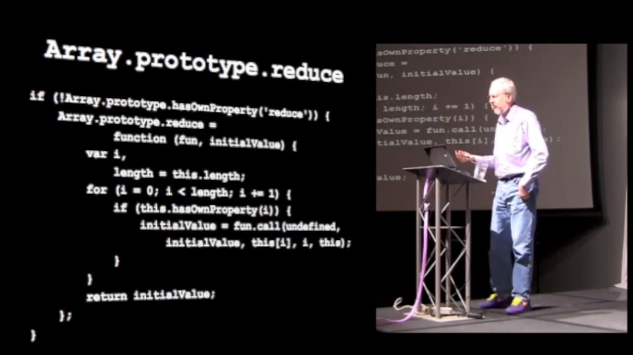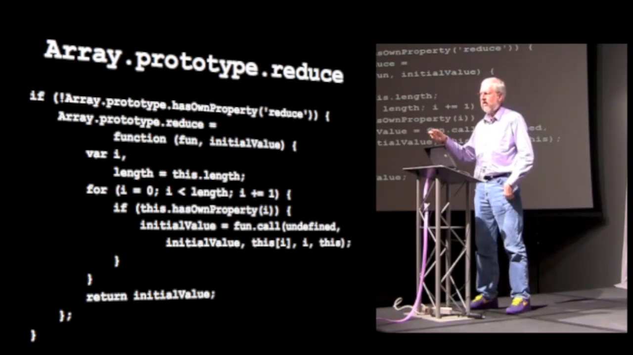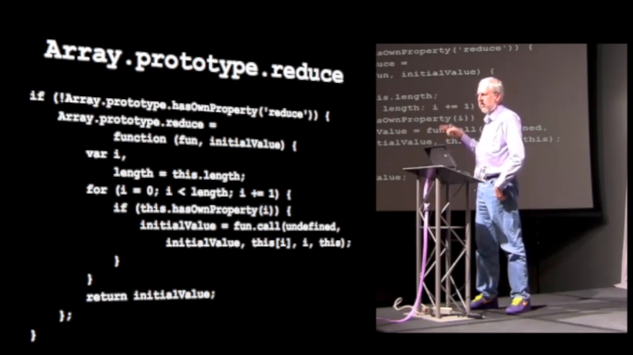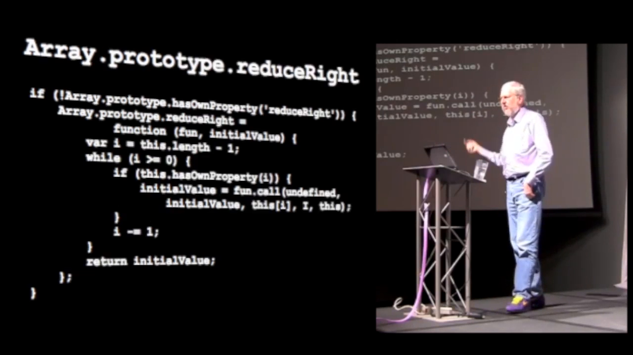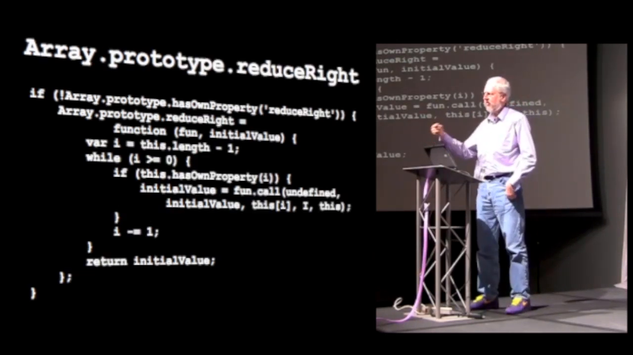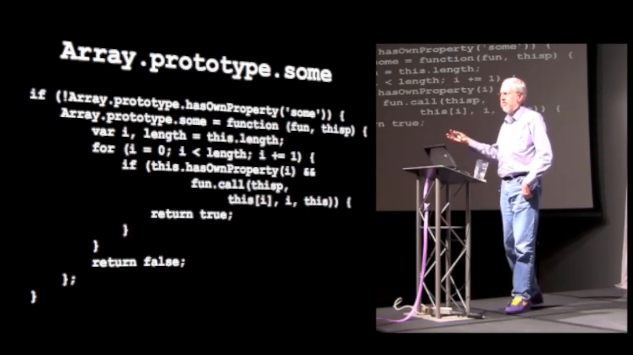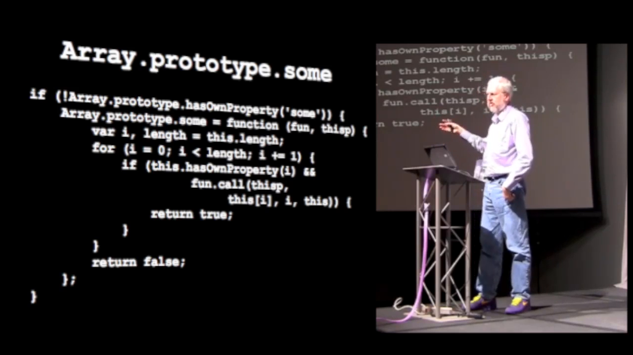We have reduce, which calls a function for each value and takes that return value from each one and passes it as an argument into the next one. You can use this for doing sums, products, mins, and maxes. It's a very useful thing. reduceRight does the same thing from the other end of the array, not nearly as useful. And some, which is the inverse of every. So this is the OR function, which keeps going until it finds a true value.